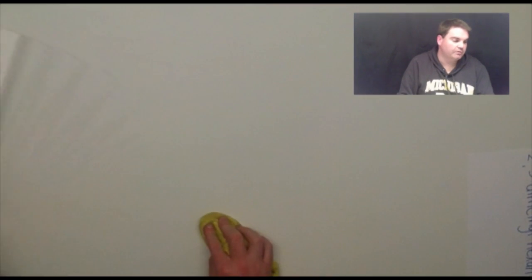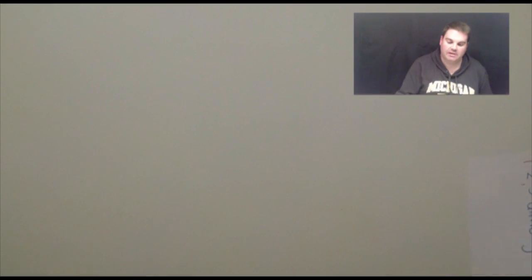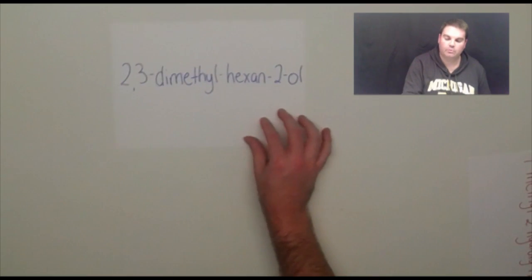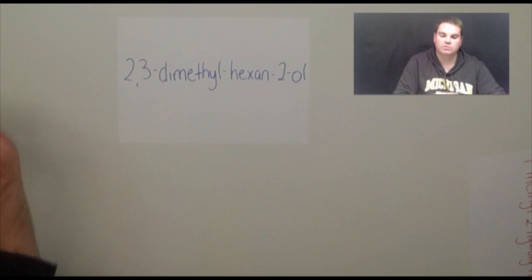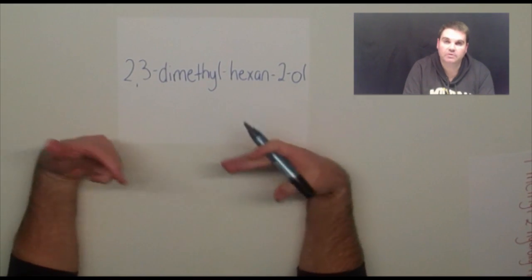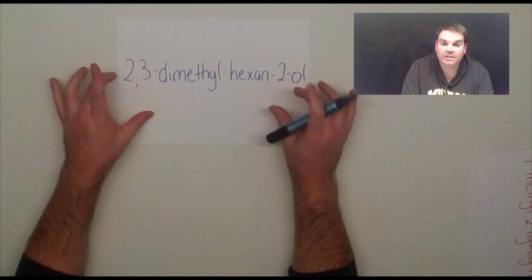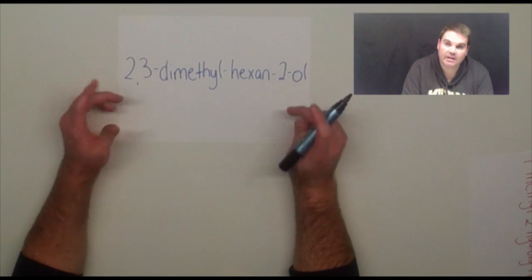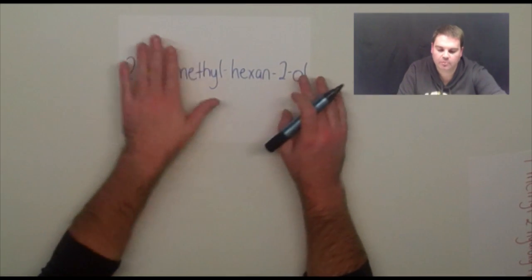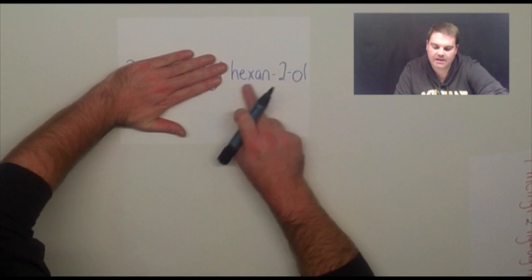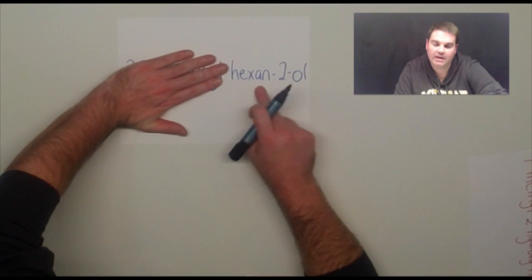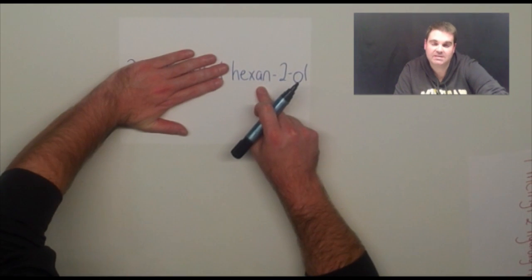What I'm going to do now is go in reverse. I'm going to start giving you some names like this: 2,3-dimethyl-hexane-2-ol. So we're starting to put these together and going backwards. We've got the name. What you need to do when you've got the name is identify the carbon chain. Here, we just don't worry about this to begin with. We look at hexane-2-ol. So we look at hex. Hex means 6, so we've got 6 carbon atoms.